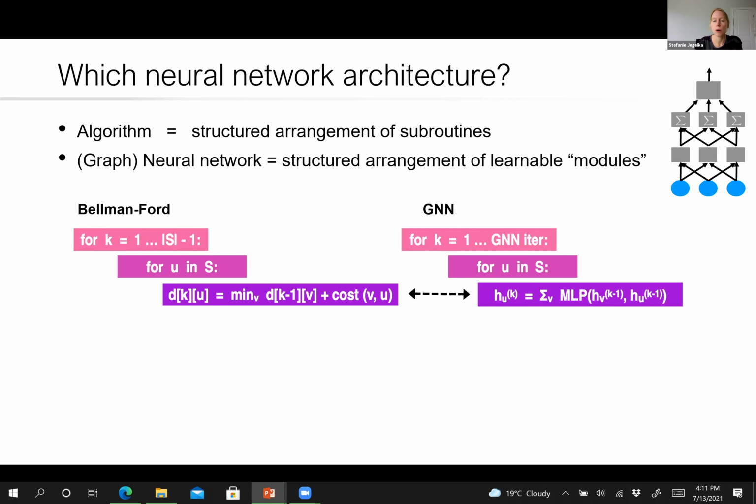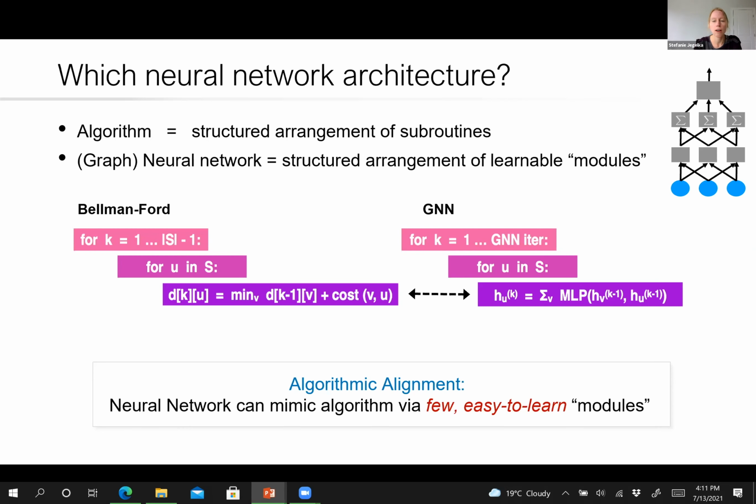You can also quantify this, and I'll show you in a second how. But at a high level, this is what we call algorithmic alignment: the computational structure of the graph neural network and the target algorithm for computing the solution match up, in the sense that you can mimic the algorithm by learning simple functions. So here, this is just a simple function that you learn.